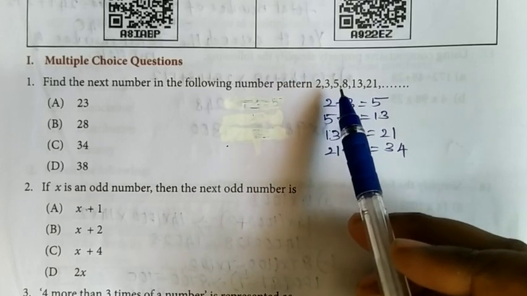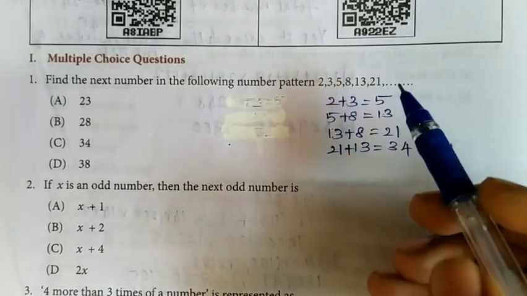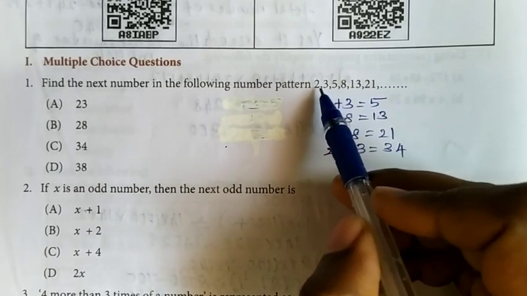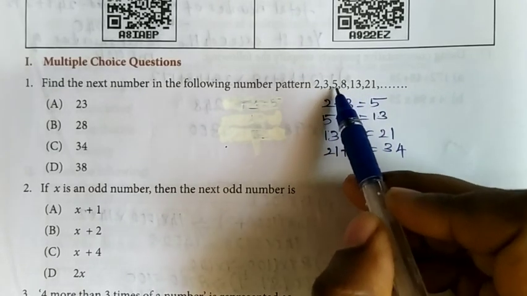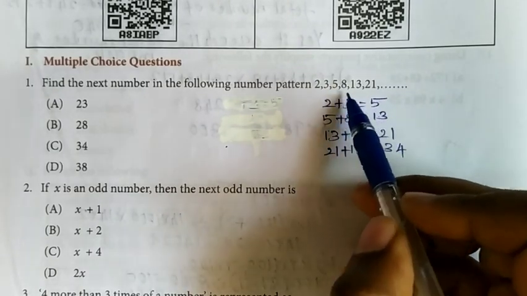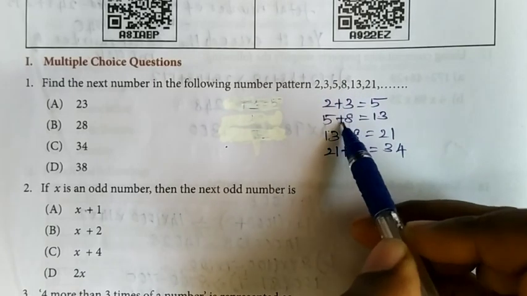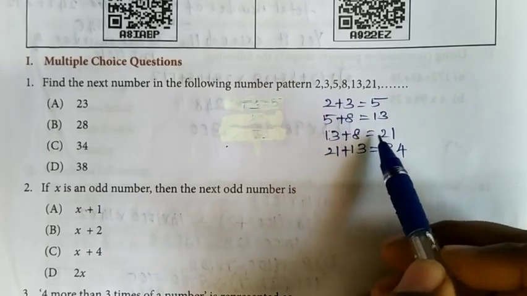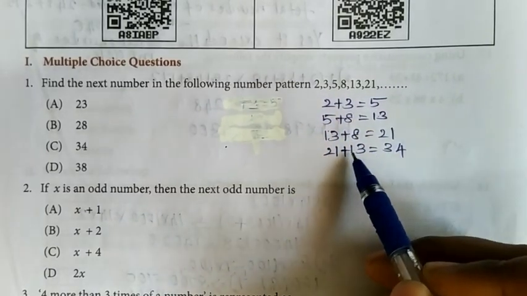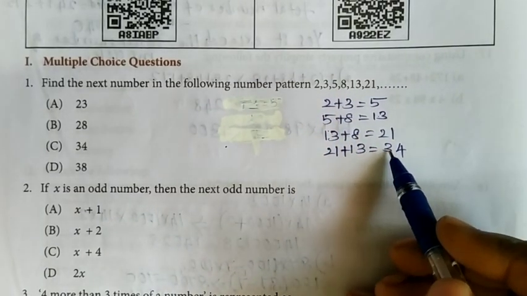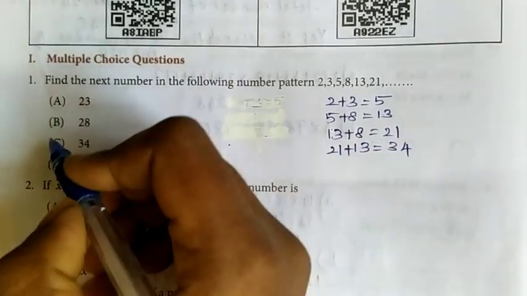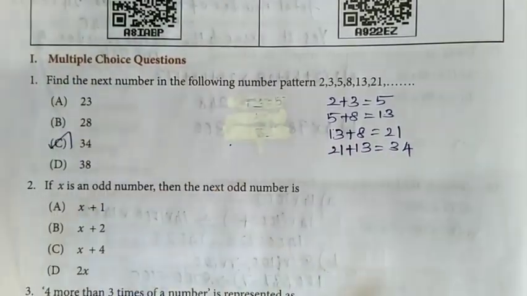From this pattern, we have to identify the next number. So, see the pattern. 2 plus 3 is 5. So, this is the pattern of the given number. And then 3 plus 5 we get 8. Then 8 plus 13 we get 21. Then 21 plus 13 we get 34. So, option C is the correct answer.